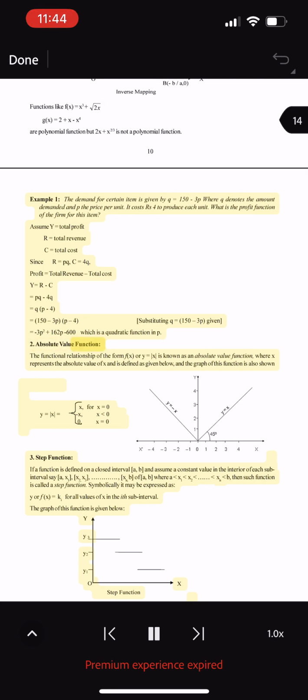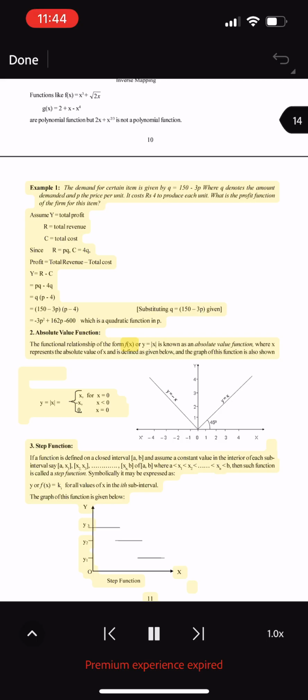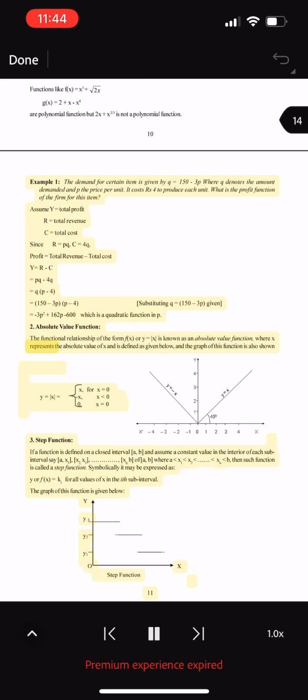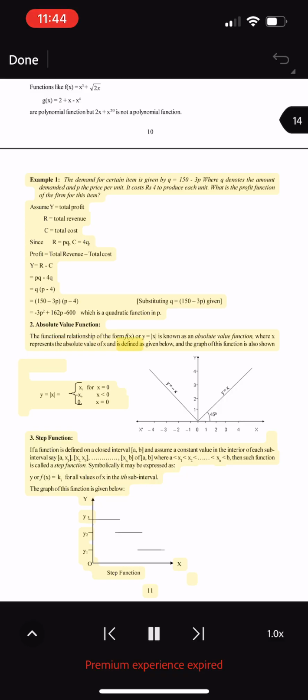Absolute value function. The functional relationship of the form f(x), or y equals |x|, is known as an absolute value function, where |x| represents the absolute value of x and is defined as given below, and the graph of this function is also shown.